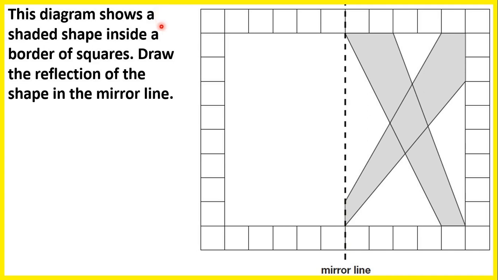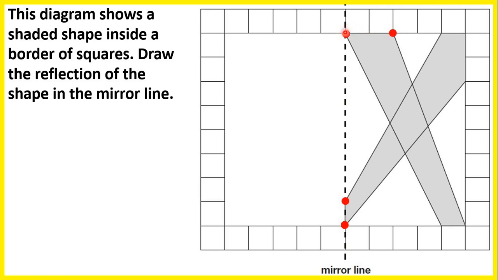This diagram shows a shaded shape inside a border of squares. Draw the reflection of the shape in the mirror line. So we need to reflect the shape so that we have the same reflected on both sides, and the way to do that is to dot the corners. So we have 3 points here which are on the mirror line, so they'll be on the mirror line when we reflect the shape as well.